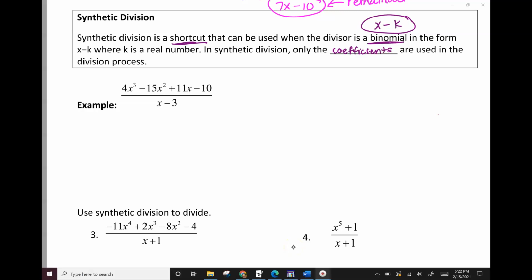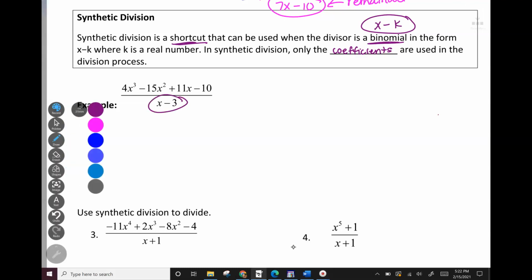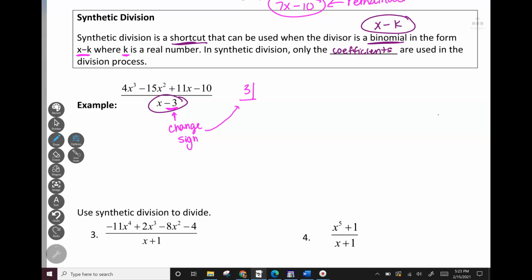All right, so how does this process work? Okay, so the first thing you're going to do is you're going to take your divisor and you're going to actually take this number, change the sign. So because notice this is x minus k, and k is the number you actually want to use. So we're going to use the number 3. So take that number, the k, you want to change the sign. And you're going to put it in a box like so.